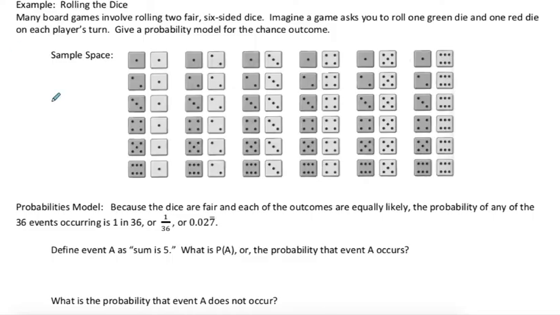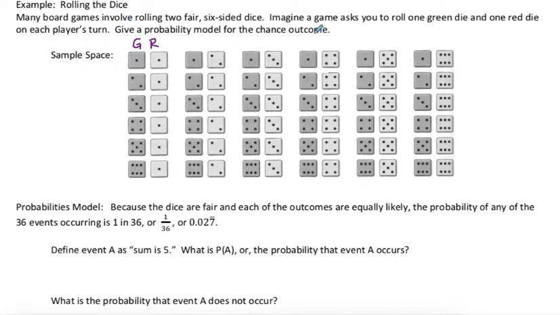All right, so let's look at an example where we're rolling dice. It says many board games involve rolling 2 fair 6-sided dice. Imagine a game asks you to roll 1 green die and 1 red die on each player's turn. Give a probability model for the chance outcome. And so here is our sample space. Here's all the possible combinations we can have of the green and the red die here. And so we can have 1, 1 all the way up to 6, 6. And so we have 36 different possible outcomes in our sample space.